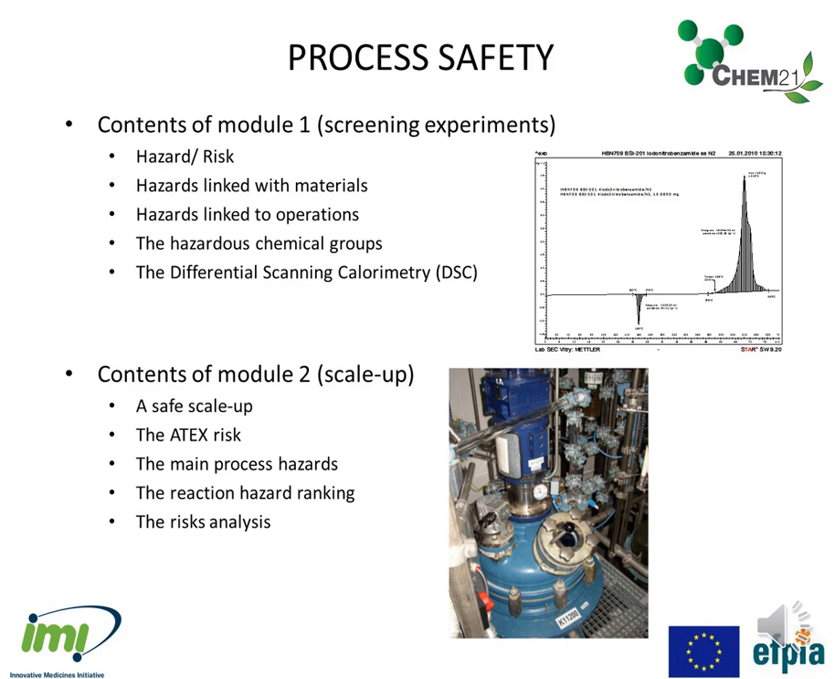If you have not yet seen the first two modules on process safety, please begin with that. The first module is dedicated to safety in screening experiments with notions of hazard and risk, the hazards links with materials or operations, the hazardous chemical groups, and a short presentation of differential scanning calorimetry.